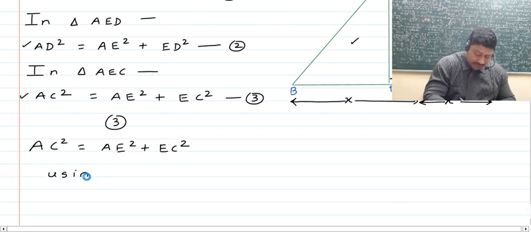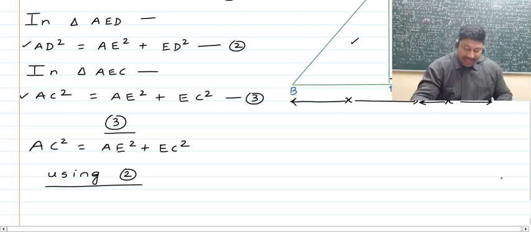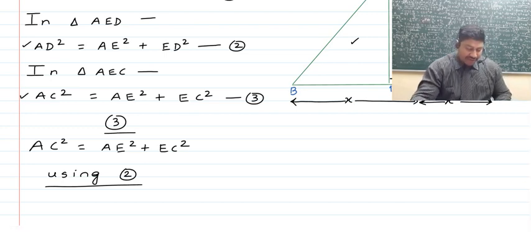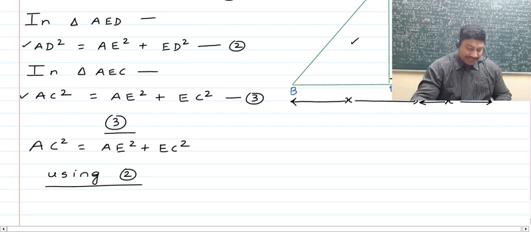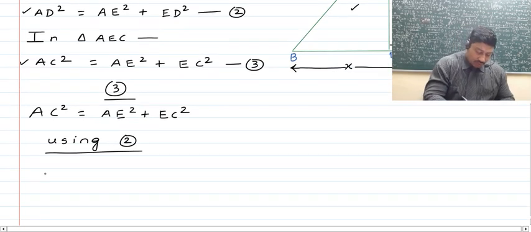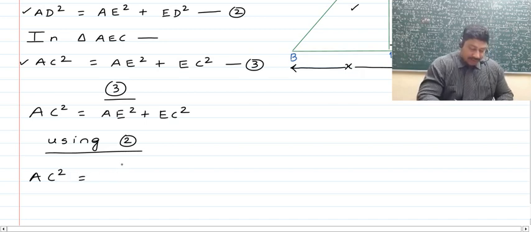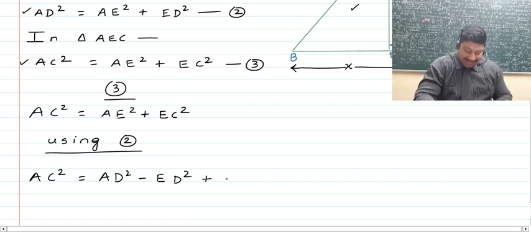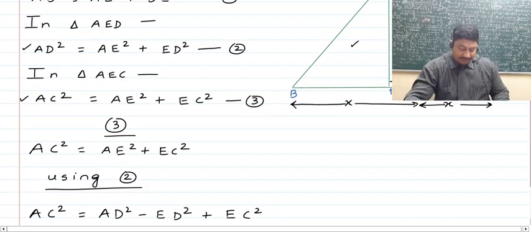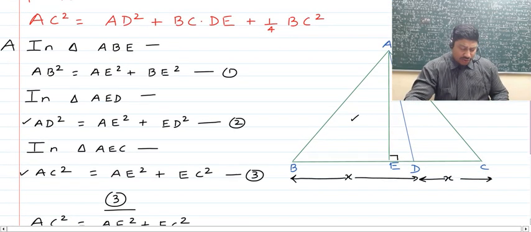So now using equation number 2, and that is our step, we will be writing the value of AE square, as AE square can be written as AD square minus ED square. So we write that now, that is AC square will become equal to the value of AE square, that is AD square minus ED square, right? And to that, children, is added EC square, and for the time being we will let it remain as it is. Now next, let's quickly check what all we require.